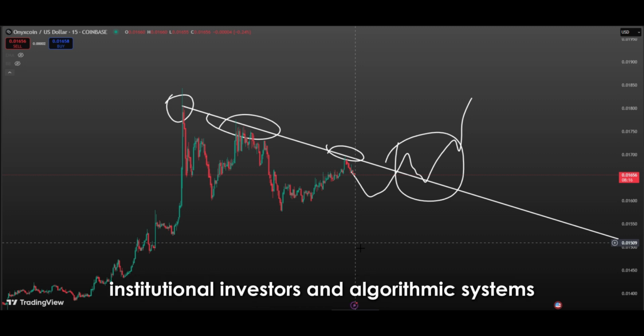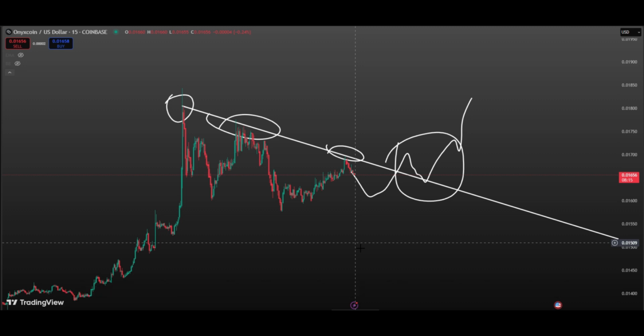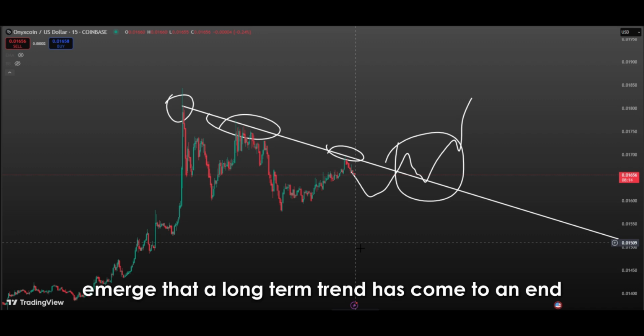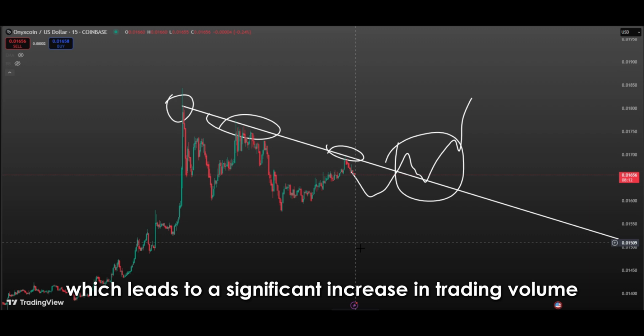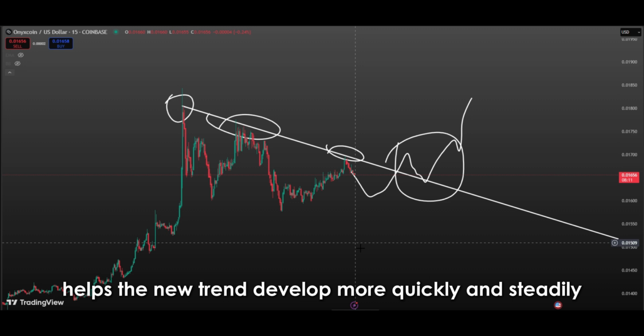Institutional investors and algorithmic systems also closely monitor these types of trendline breakouts. These points are strategic zones where large funds shift or open new positions. When signs emerge that a long-term trend has come to an end, major capital takes advantage of the opportunity, which leads to a significant increase in trading volume. This, in turn, helps the new trend develop more quickly and steadily.